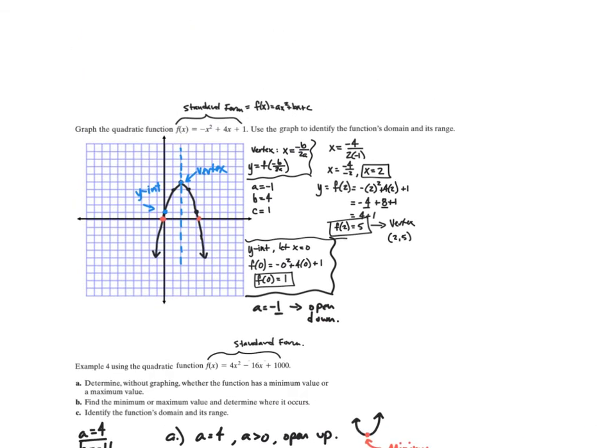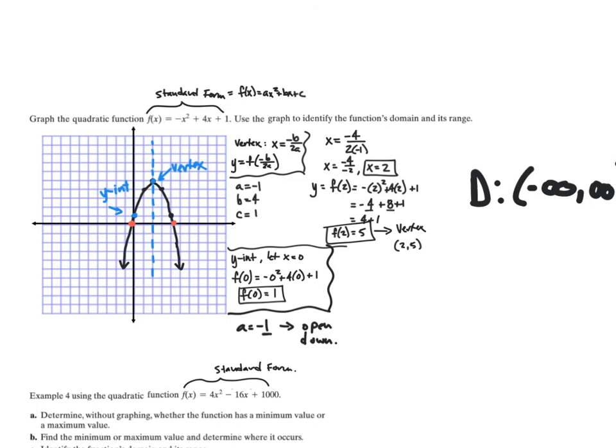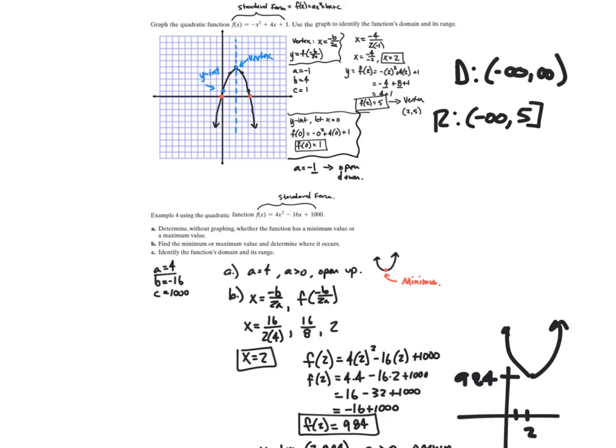Remember that our domain goes from negative infinity to positive infinity. That's true for all quadratics. But our range, remember our maximum y value is 5. So our range goes from negative infinity to positive 5, and draw a bracket. And that's that. So that's what I've got for this.